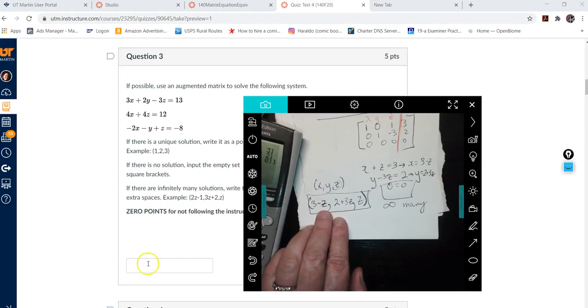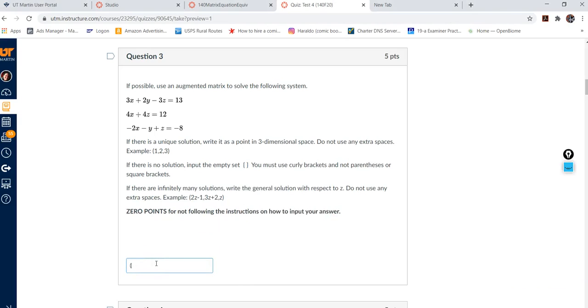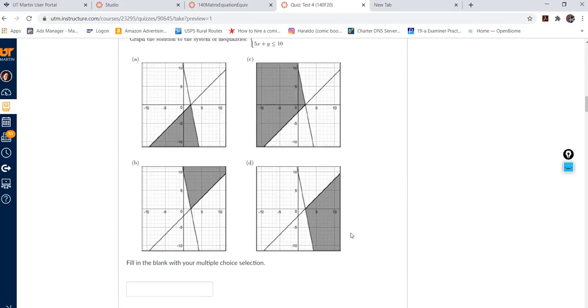Okay, so I'm going to have 3 minus z, comma, and we have to use parentheses. It's a point. So we don't use curly brackets. Curly brackets are used for sets. And so that's why with the empty set, you have to use curly brackets. Okay, so that's what I'm going to give as my answer to that one.